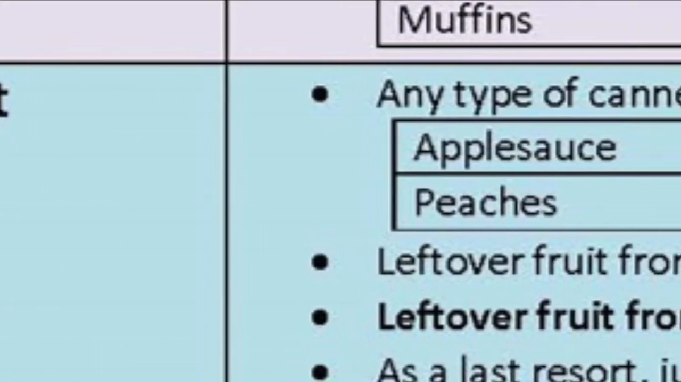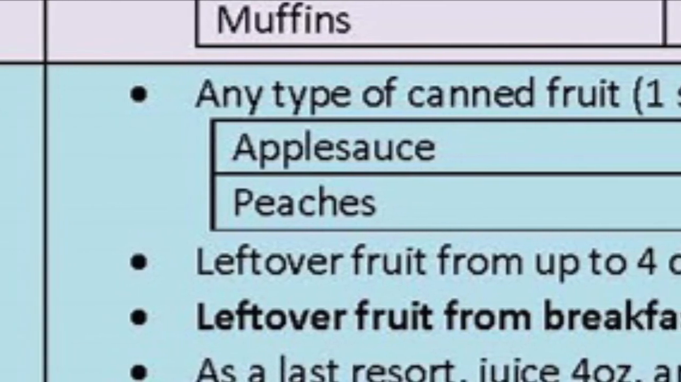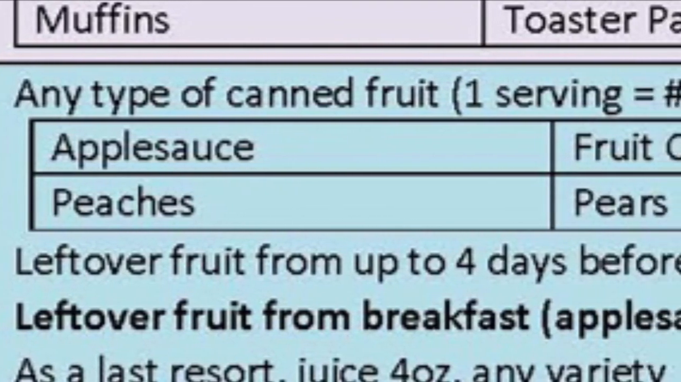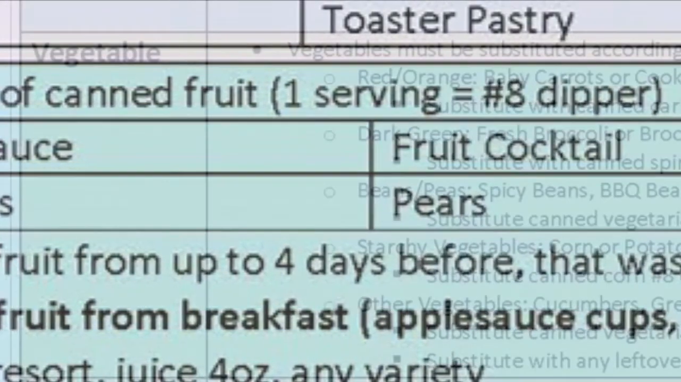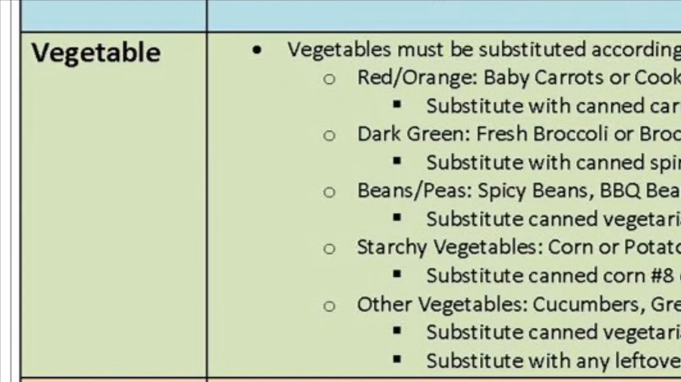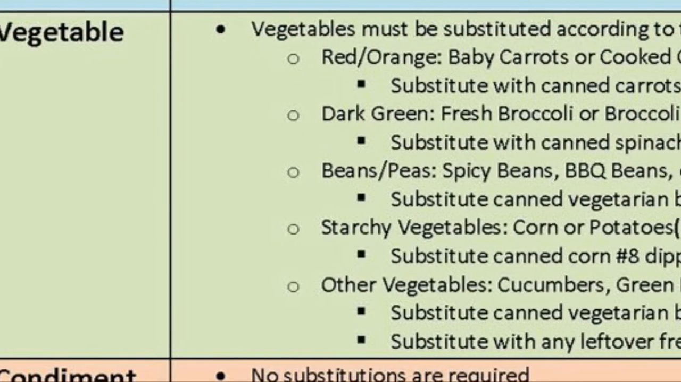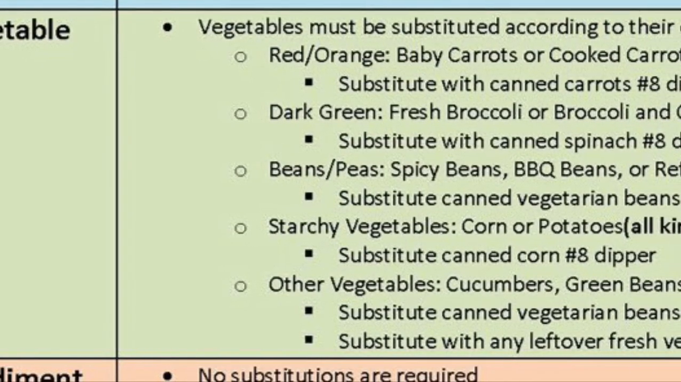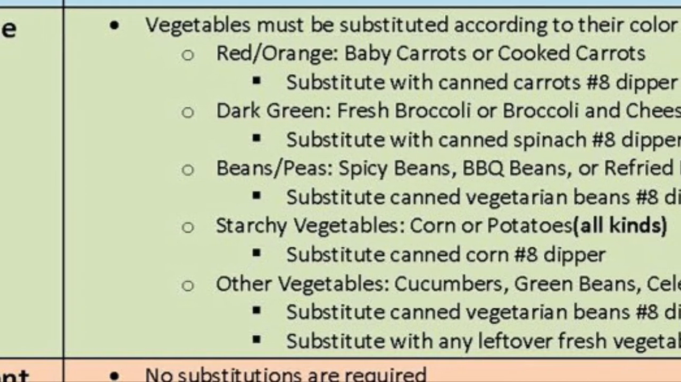Replacing fruit is easy. You simply must replace fruit with another fruit that isn't already on the menu. There are a few more rules that apply to replacing vegetables. Vegetables must be substituted according to their color subgroup. For instance, a red-orange vegetable must be replaced with canned carrots. A dark green vegetable must be replaced with spinach.